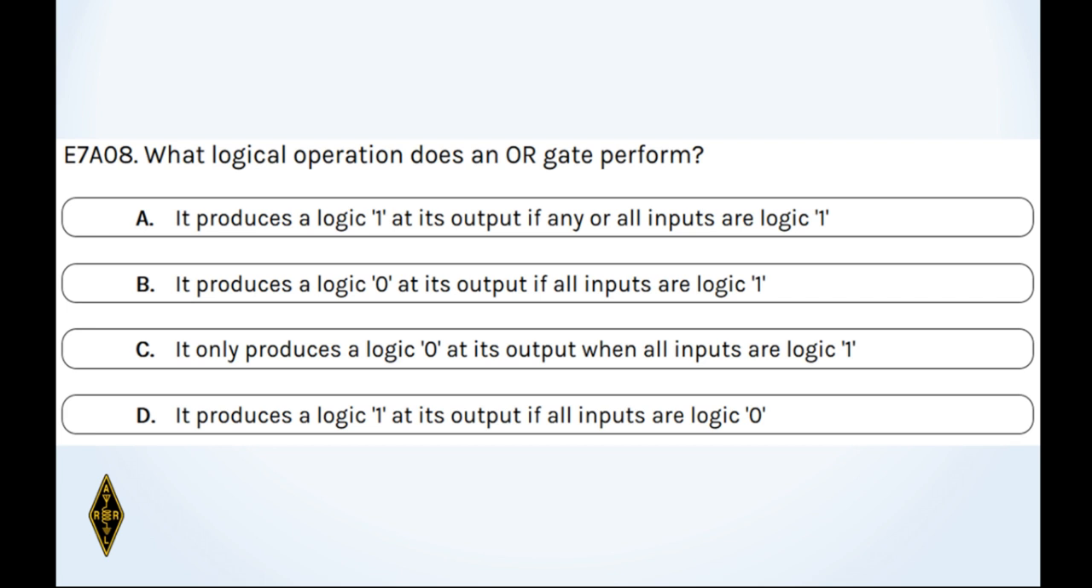What logical operation does an OR gate perform? If any or all inputs are 1, then the output will be 1. That's an OR gate.